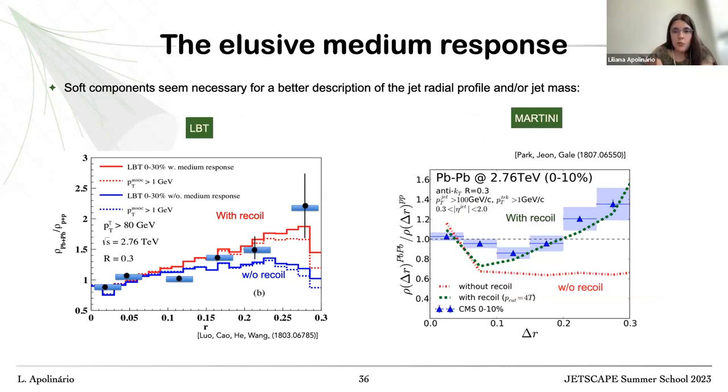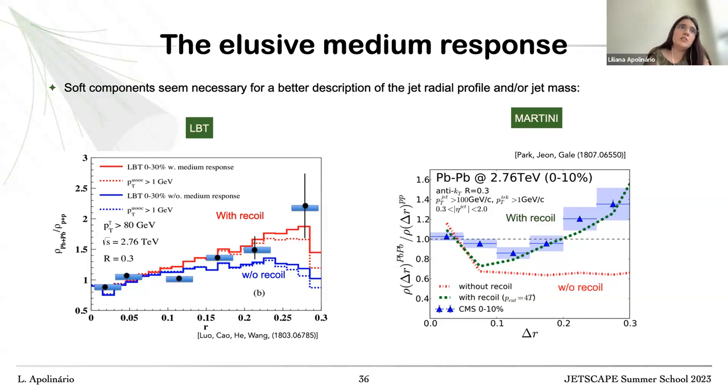The other, for instance, is medium response. Medium response, as I mentioned, comes from these elastic scatterings, and this is where things might be a little bit more problematic as soon as you go to lower and lower momentum scales. But this is something that has been developing very strongly in Monte Carlos. And in fact, it was with this consistent data comparison with the Monte Carlo results that people realized that without medium response, we wouldn't be able to describe, for instance, the jet mass or the jet radial profile.